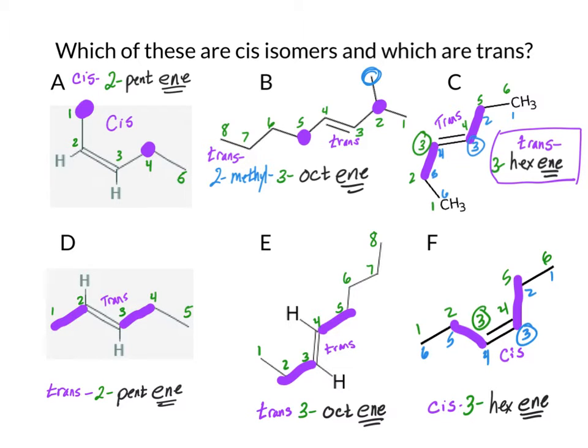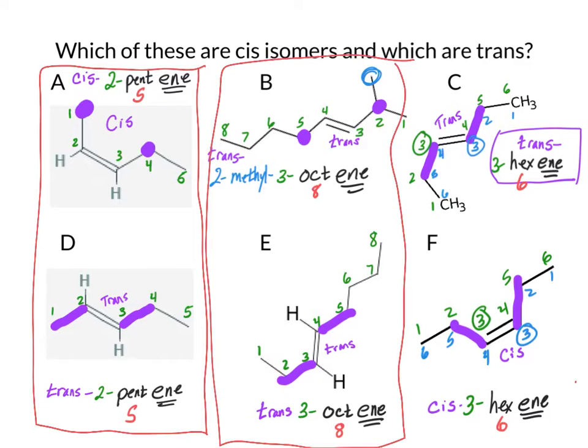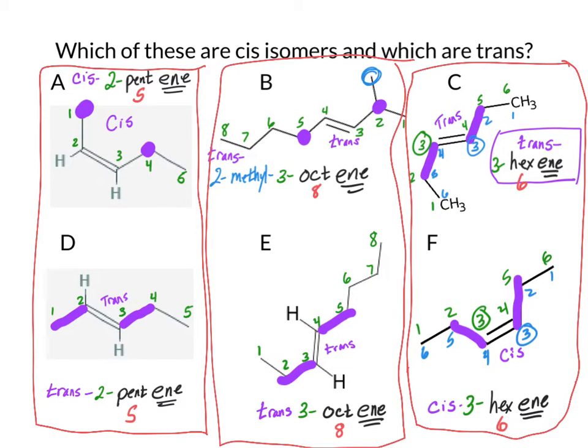So let's look at A. It has 5 carbons, B has 8 carbons, C has 6 carbons, D has 5 carbons, E has 8 carbons, and F has 6 carbons. And so let's decide if these are isomers of each other. So A and D both have 5, B and E both have 8, and C and F both have 6. So let's look at A and D first. A and D are different structures because one is a cis structure and the other one's a trans structure. So these two are isomers.